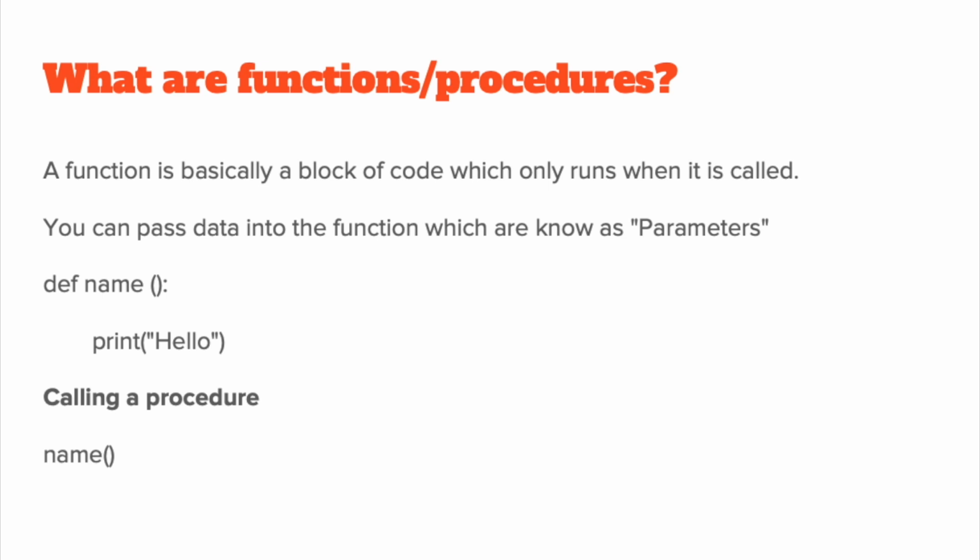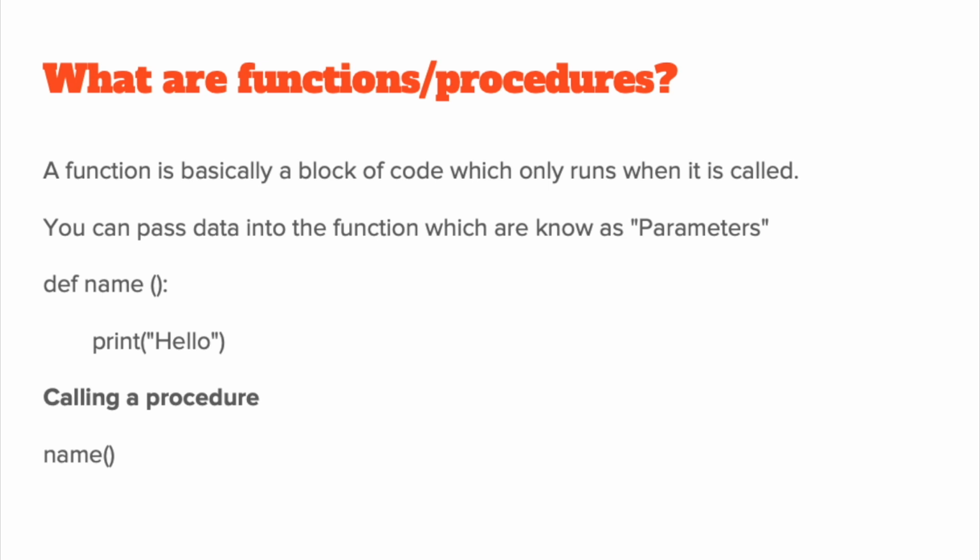If you don't call it, it will just stay there, it won't do anything. Now you can pass data to these functions, which are known as parameters, and generally procedures and functions are the same thing in Python from the implementation point of view. The only difference between functions and procedures is that functions will return a value or multiple values back to the main program. Procedures will just do something and that's the end of it. They will not return anything back to the main program.